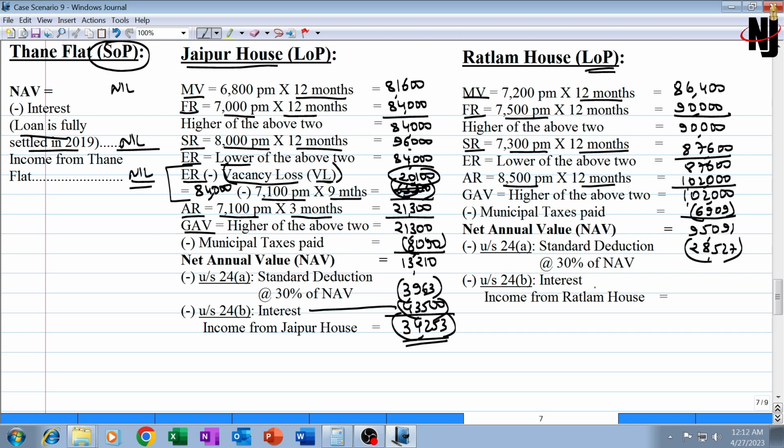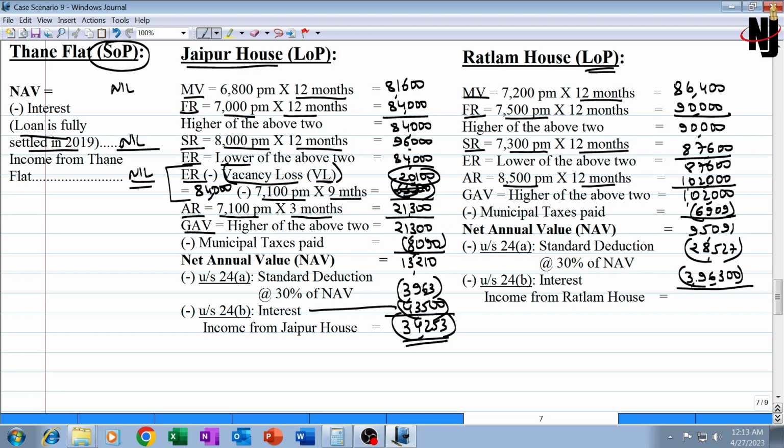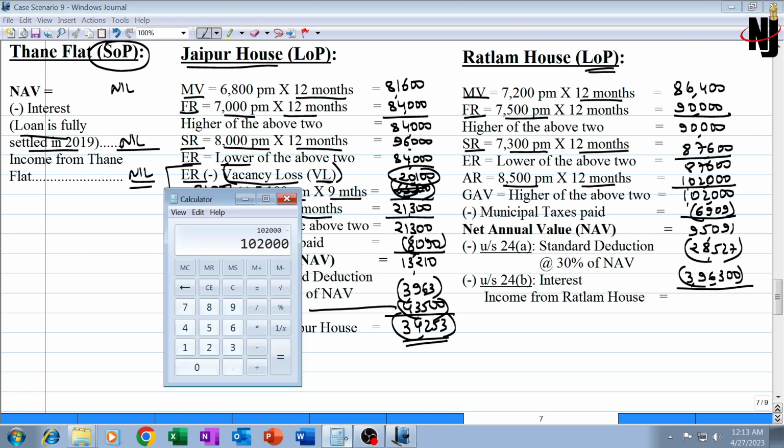How much is the interest? Interest for Ratlam house is a big amount. Interest was 396,300. 60,900 is the principal, and interest amount is 396,300. So I'm jotting it down here, 396,300. Since this is an LOP, therefore entire amount will be allowed without any upper restriction. How much will be the income from Ratlam house?